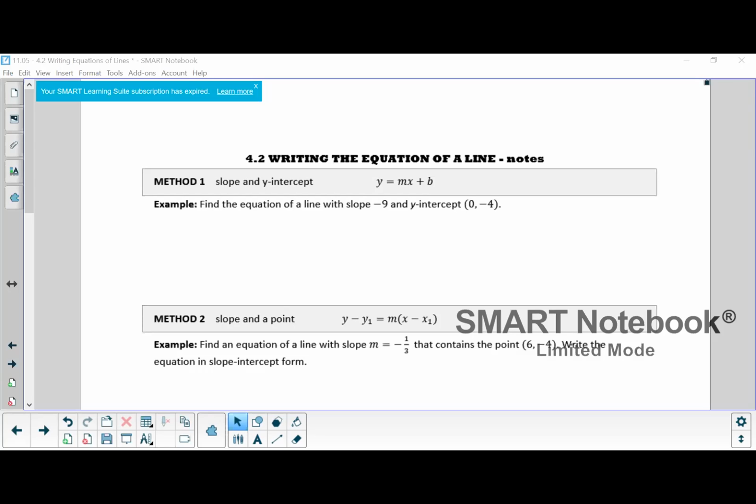So our goal today is to write equations of lines. What we have been doing is graphing from equations. Oh, I'm not displaying it. I'm sorry. Okay. What we have been doing is we're given an equation and we graph it. And now we're going to do the opposite. We're going to be given some information and we're going to use it to write the equation.